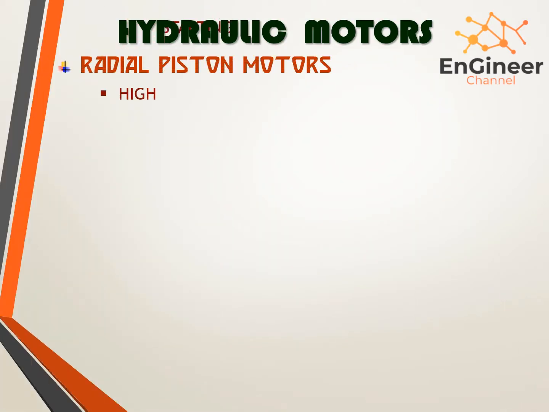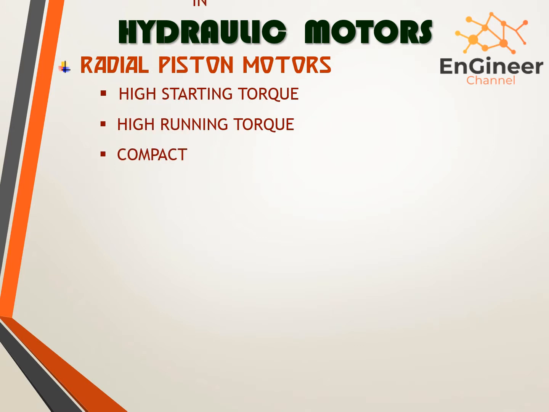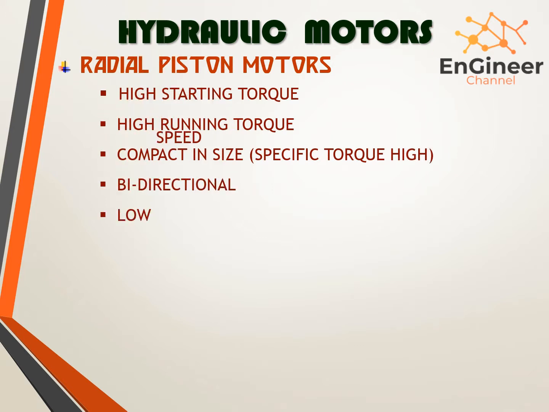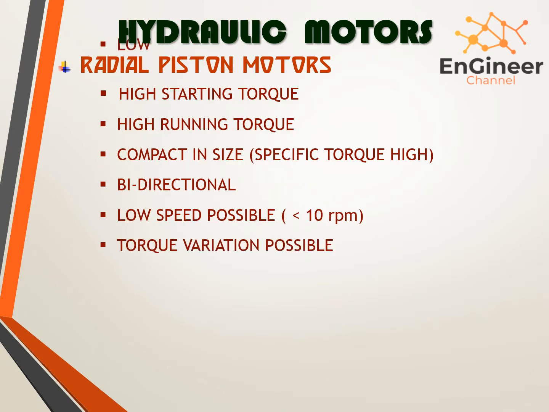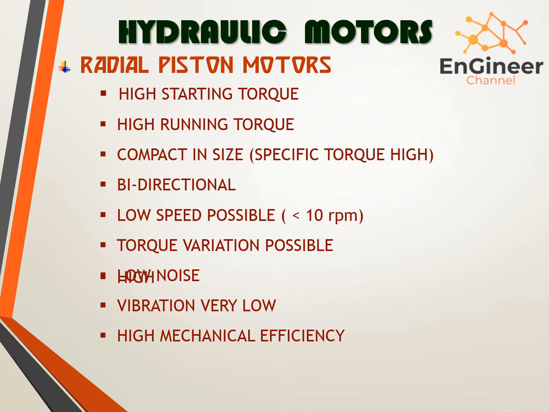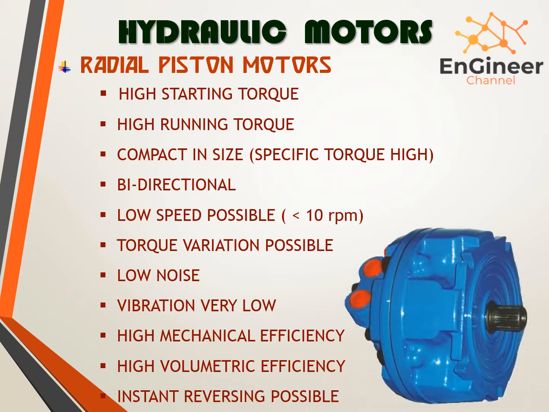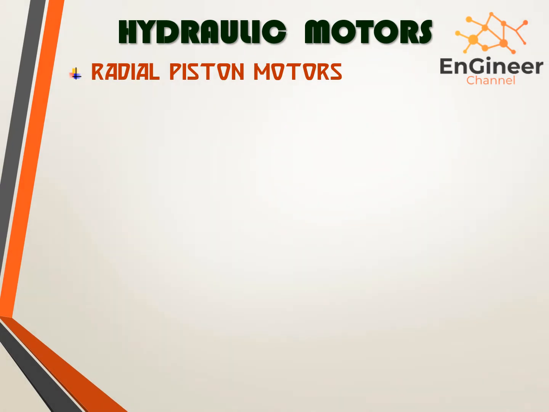Now let's discover the radial piston motors. They have high starting torque, high running torque, they are compact in size, specific torque is high, they are bidirectional, low speed is possible, less than 10 rpm, torque variation is possible, they have low noise, very low vibration, high mechanical efficiency, high volumetric efficiency, and instant reversing is possible.